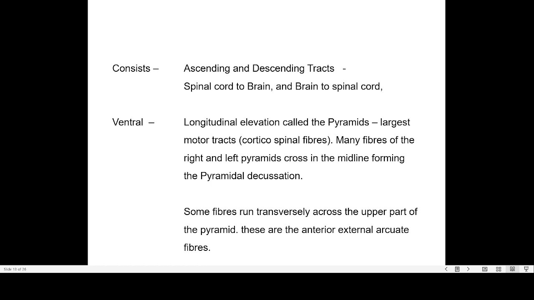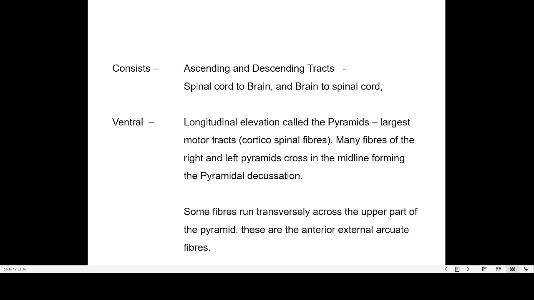It consists of ascending and descending tracts. What are these ascending and descending tracts? They are groups of nerve fibers going up and coming down: from the spinal cord to the brain, that is ascending, and from the brain to the spinal cord, that is descending. They are called ascending and descending tracts.